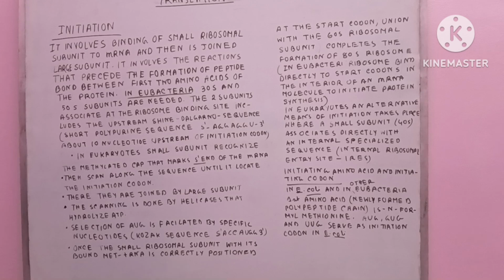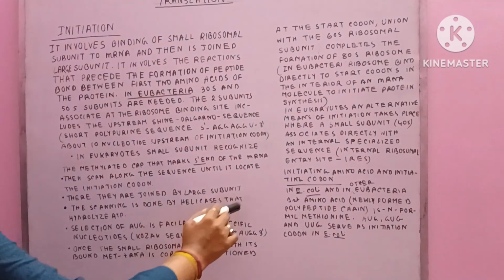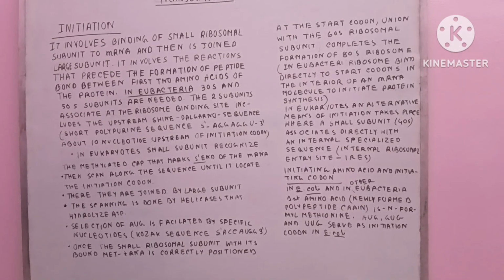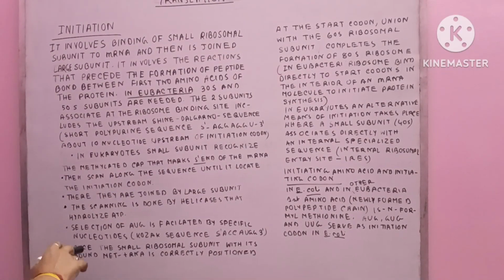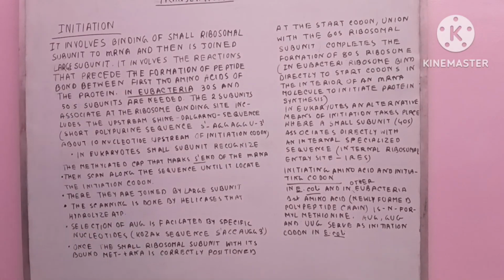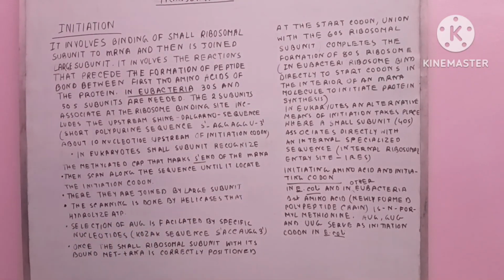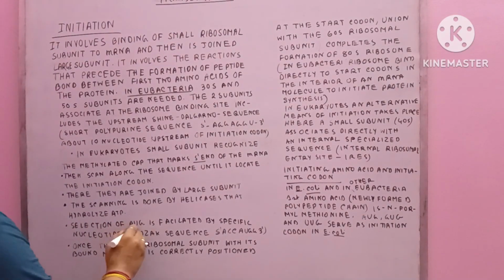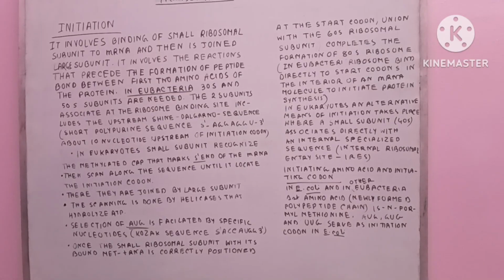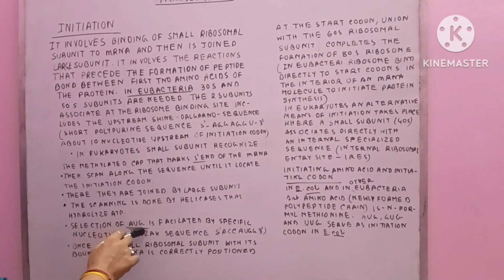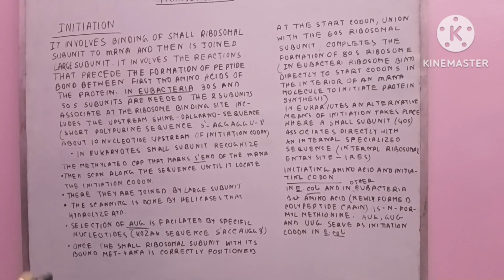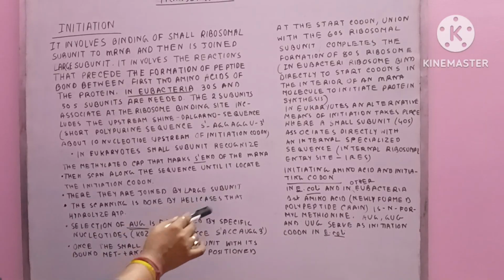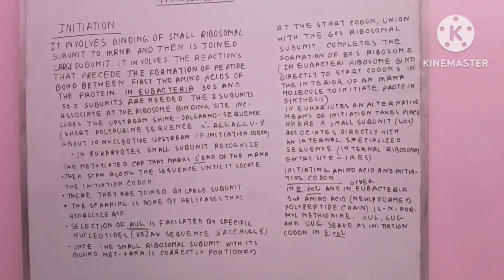This process is done by the enzymes called helicases, and obviously the hydrolysis of ATP occurs here. The next step is that the selection of the AUG, which is the initiation codon, is facilitated by specific nucleotides. So the selection of AUG is done by a sequence known as the Kozak sequence.